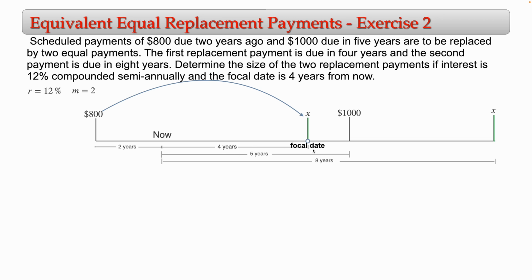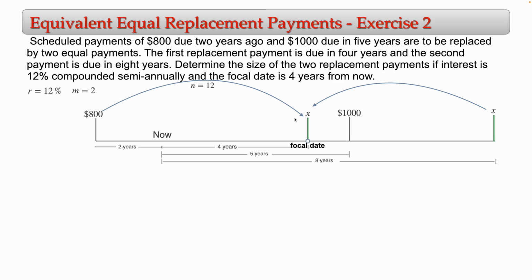So there are 6 years. 6 times 2 equal 12. So n equal 12. The value of this x is x because it's during the focal date. But for getting the value of the other x at that date, we'll need to know how long is the time between the focal date and the date of this x. We also need to take into account that for getting the value of this x to this x, we need to go back in time.